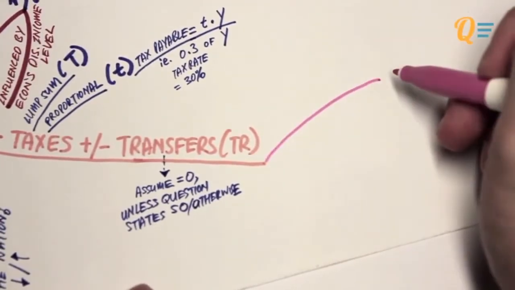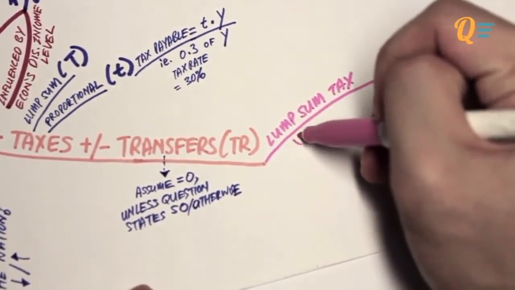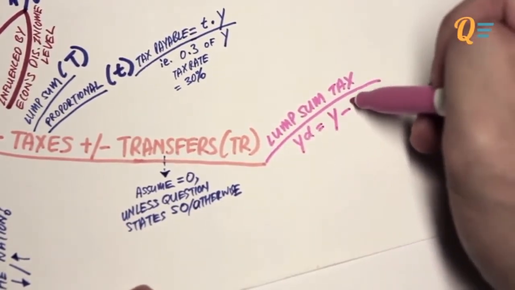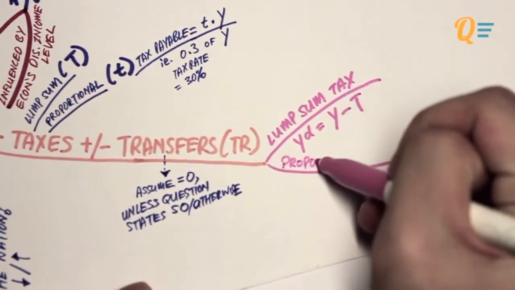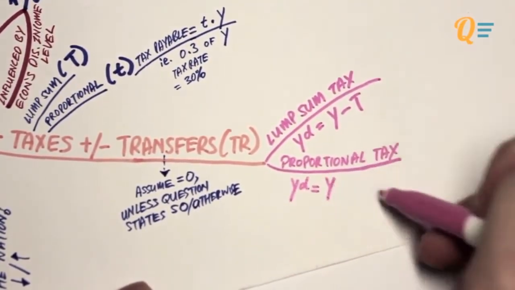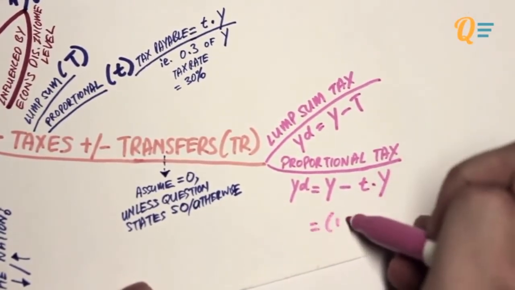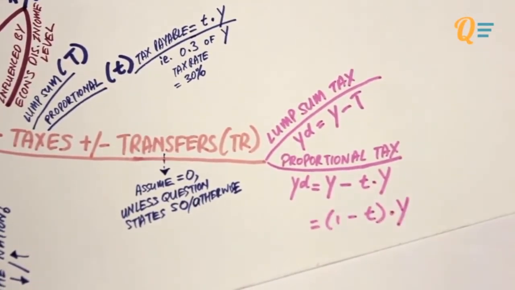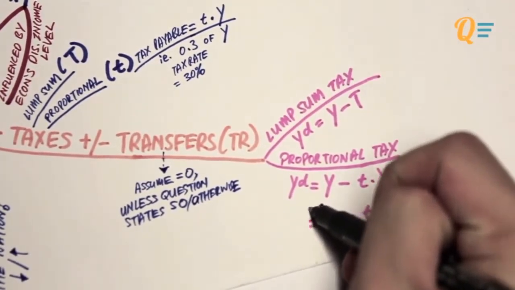Therefore, in summary, to calculate my disposable income for a lump sum tax, it is basically YD equals Y minus T. Very simple, very straightforward. But what if it's a proportional tax? A proportional tax is the same thing. You take your income minus your total tax payable, which is t times Y. You can actually simplify this into bracket 1 minus t, close bracket, times Y.